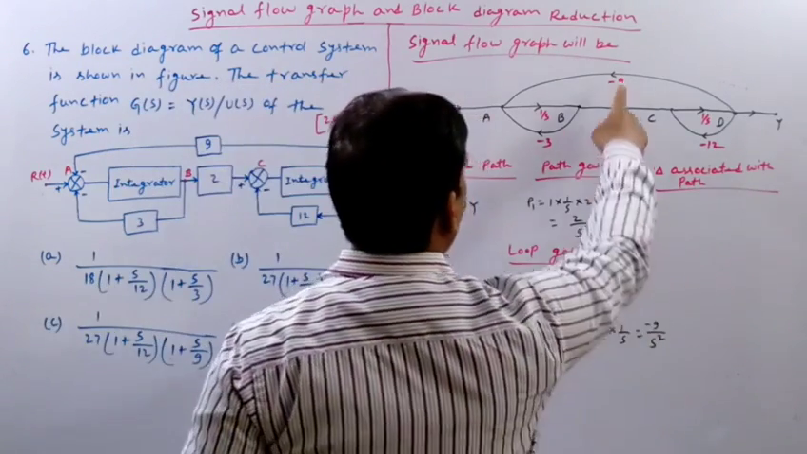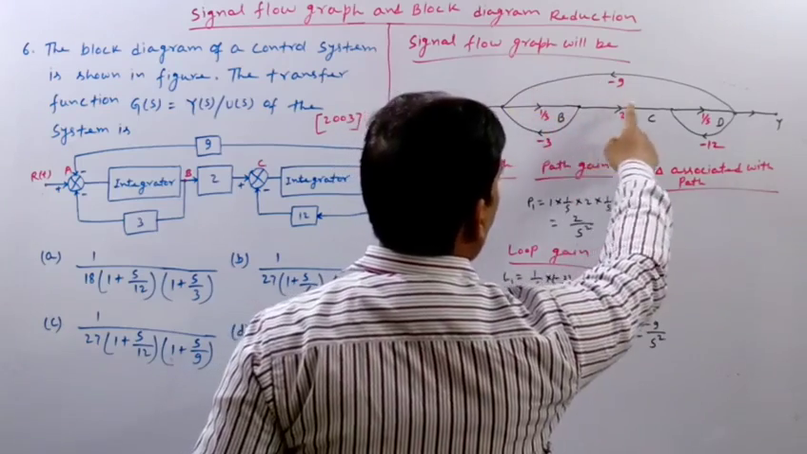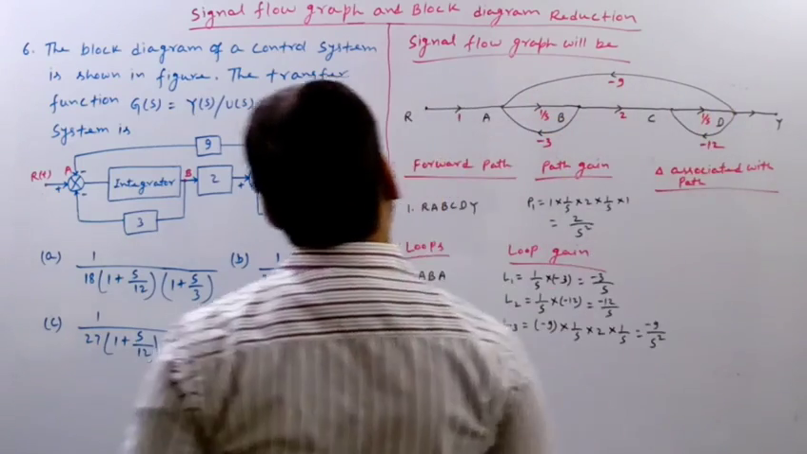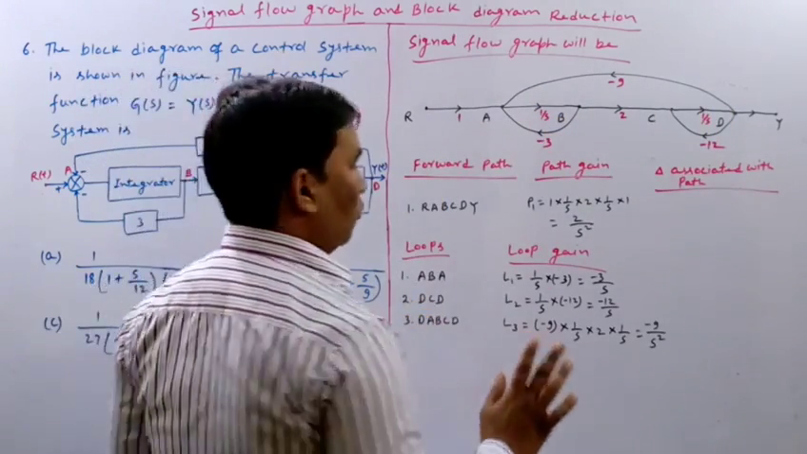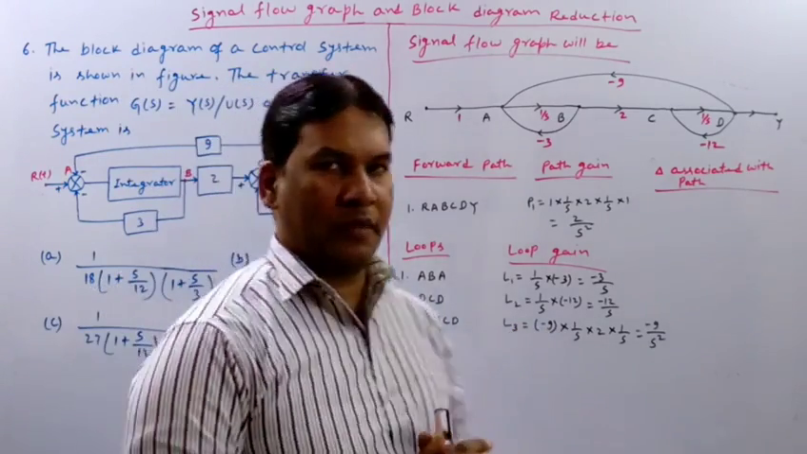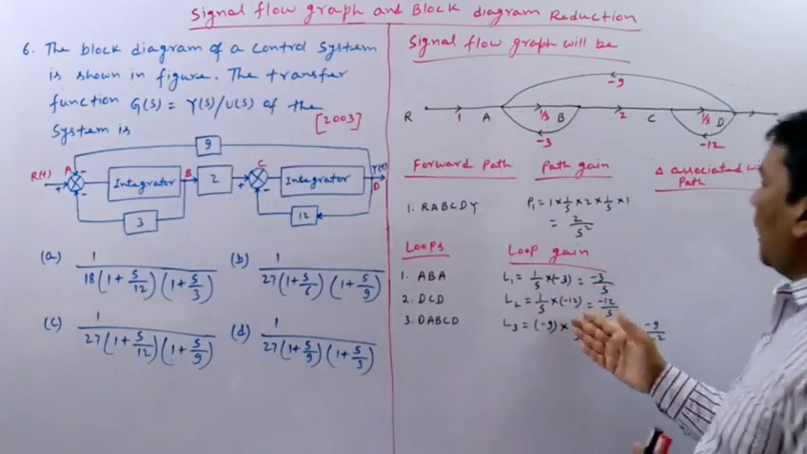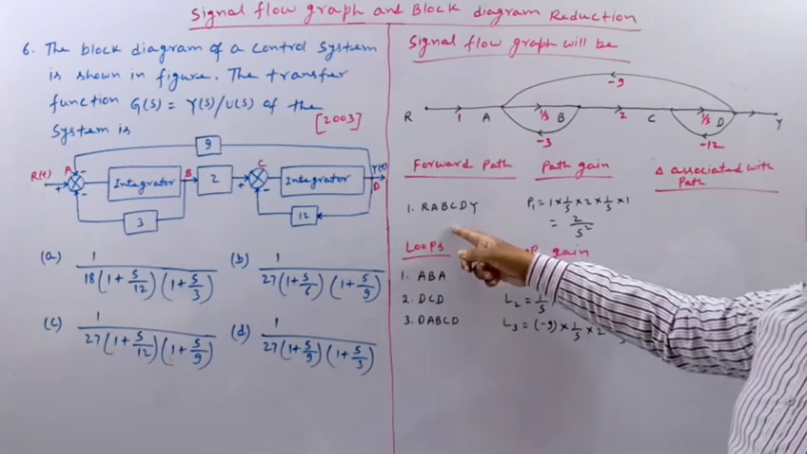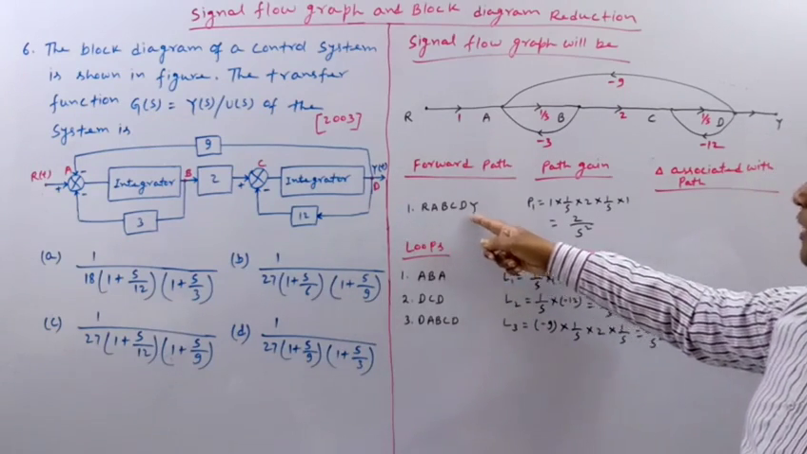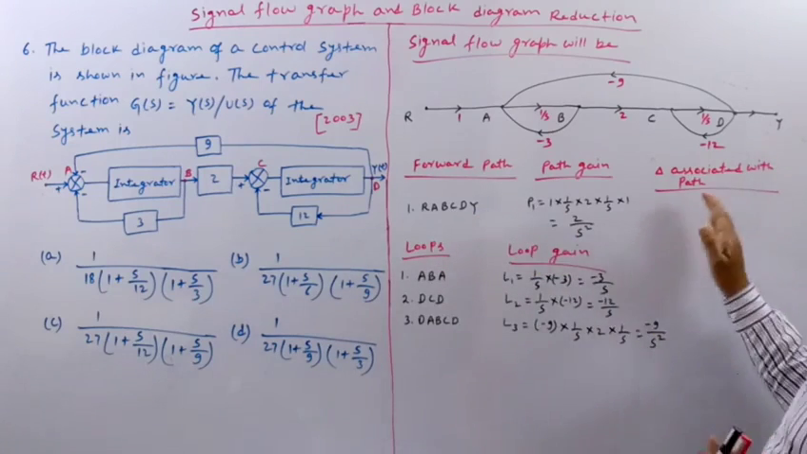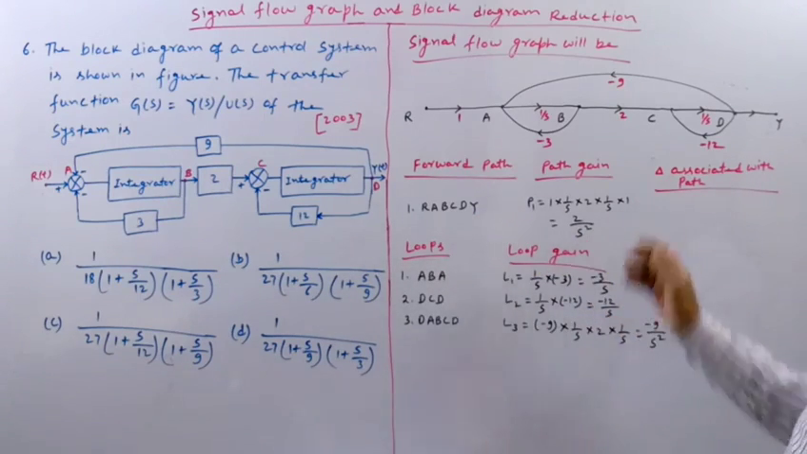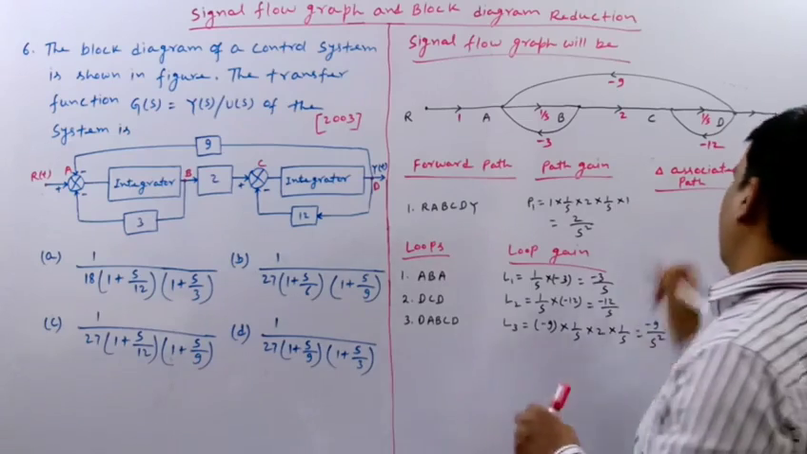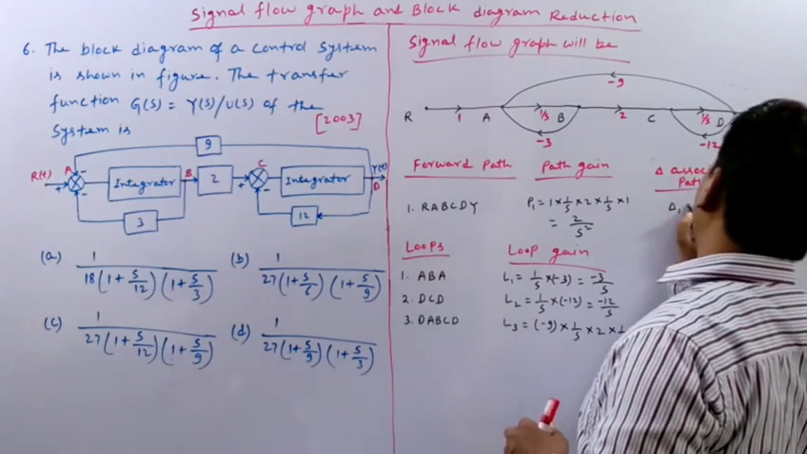So let us see whether there is any more loop. There is no more loop. So there are only 3 loops, and all the 3 loops are touching the forward path, the forward path R A B C D Y. So the delta associated with this forward path will be nothing but 1 only. So delta 1 will be 1.